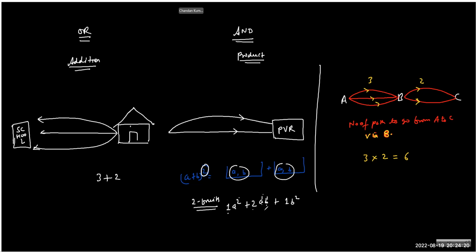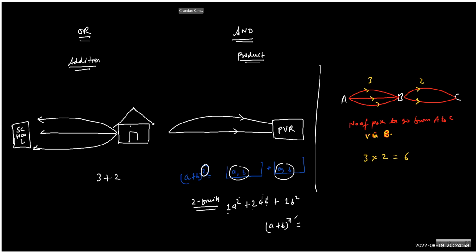Okay, so if the binomial power is n, then how many objects do we have to pick? If I write A plus B power n, what does it mean? What is the meaning of A plus B to the power of a number n? So how many objects are we supposed to pick now?